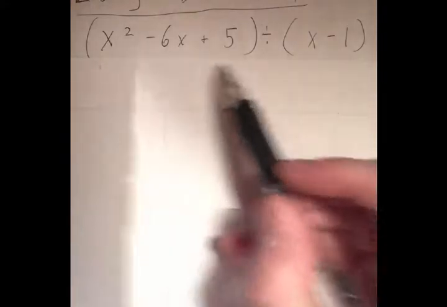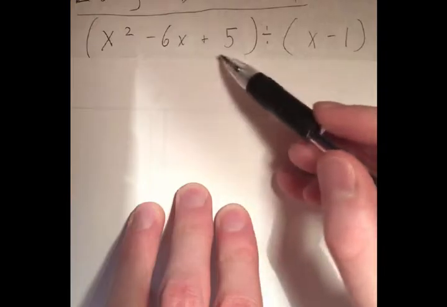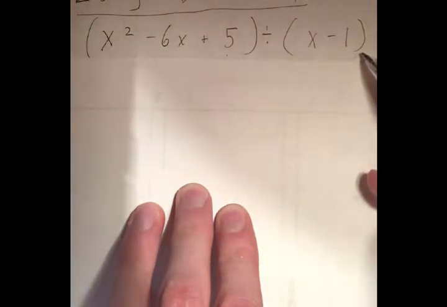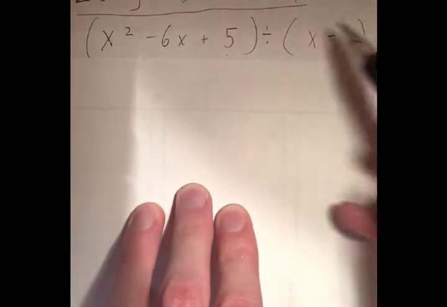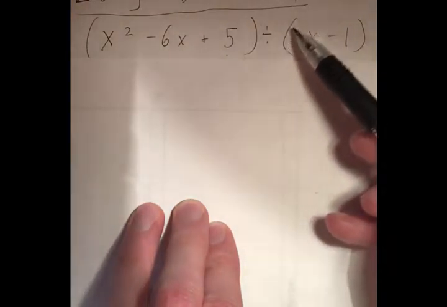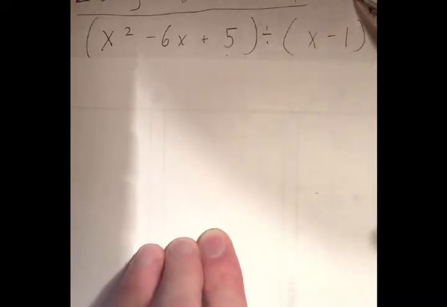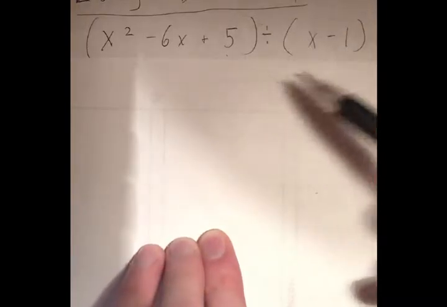But before, when we divided things out, we could literally just write this as a numerator over a denominator, right? Because dividing is the same thing as writing it like a fraction. So in that case, you'd have x squared minus 6x plus 5 over x minus 1, right? But now with long division, we can actually simplify this a lot further.